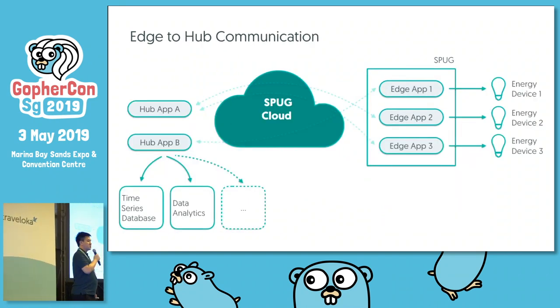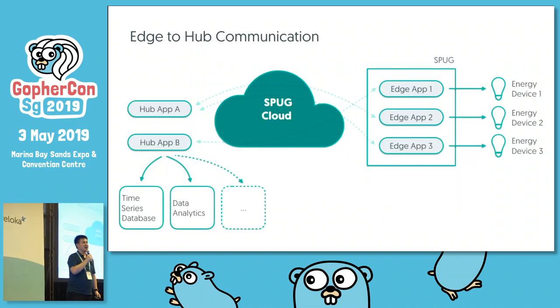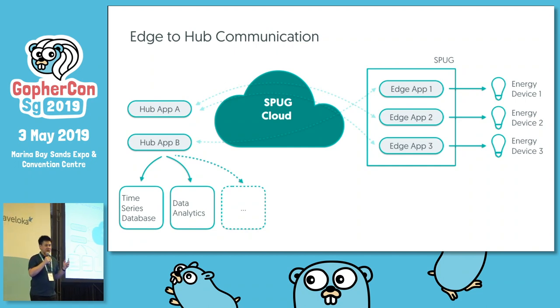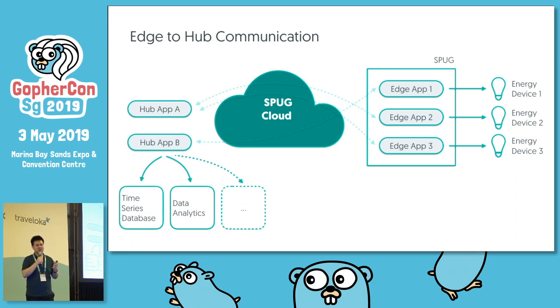And another main responsibility of the Spark Cloud is to route messages between the hub apps and the Spark apps. The routing of the messages is based on PubSub, so both the hub app and the edge apps are publishing and subscribing to certain topics on the Spark Cloud.